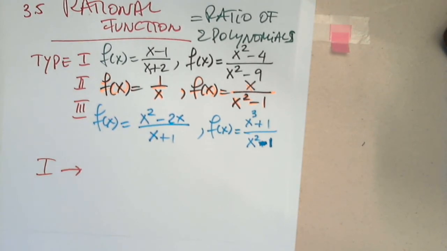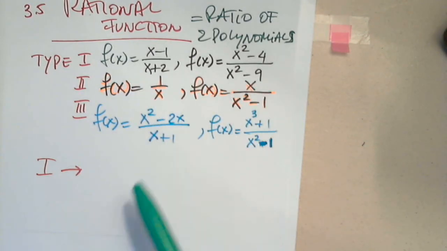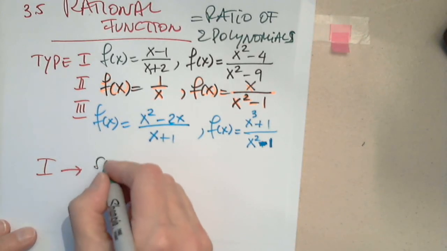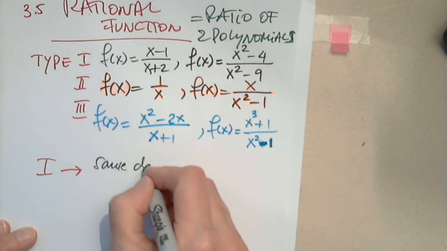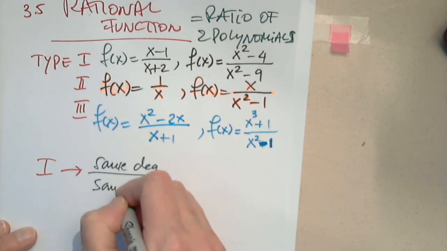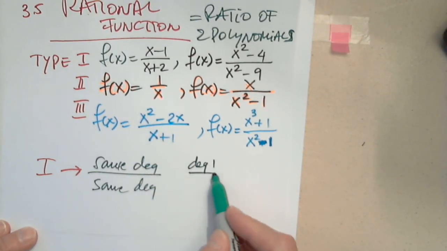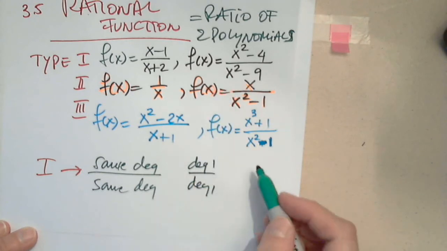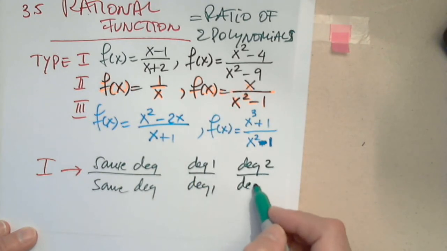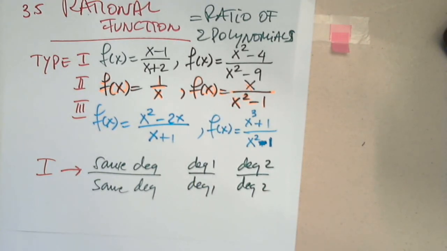Anything else that we notice for the first two? The same degree. Yes. Same degree over same degree. This one is degree 1 over degree 1. The next one is degree 2 over degree 2. Excellent. That's what is common. Good, great. So whenever we talk about type 1, then we refer to the same degree over same degree.